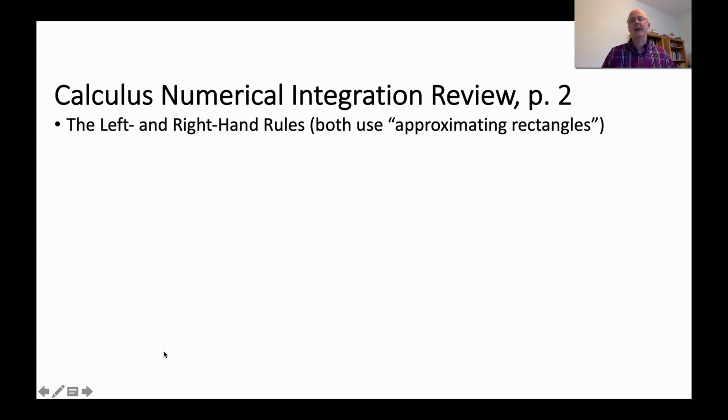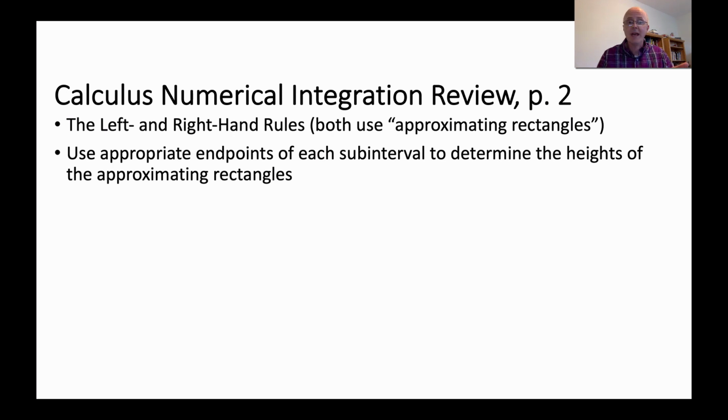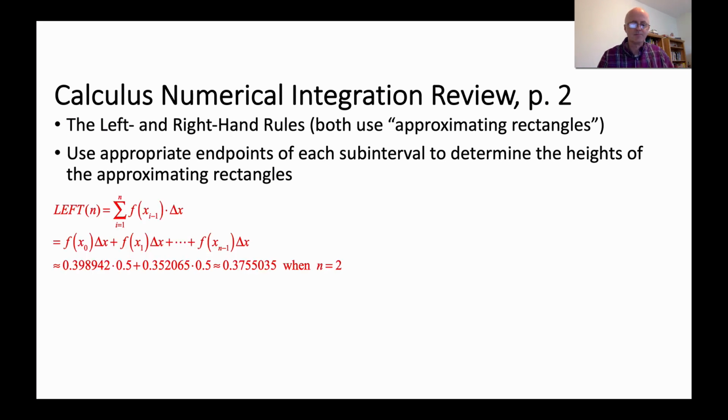So what are the left and right hand rules? Both of these rules use what are called approximating rectangles. I am going to show you a graph here, but initially you might want to just imagine a graph. You've broken up the interval into a bunch of pieces. You're going to be using rectangles to approximate the area under the graph. You use appropriate endpoints in each case of each subinterval to determine the heights of the approximating rectangles. For the left-hand rule, for example, you use the left-hand endpoint of each interval, that's why it's called the left-hand rule, to plug into the function to find the height of the approximating rectangle.